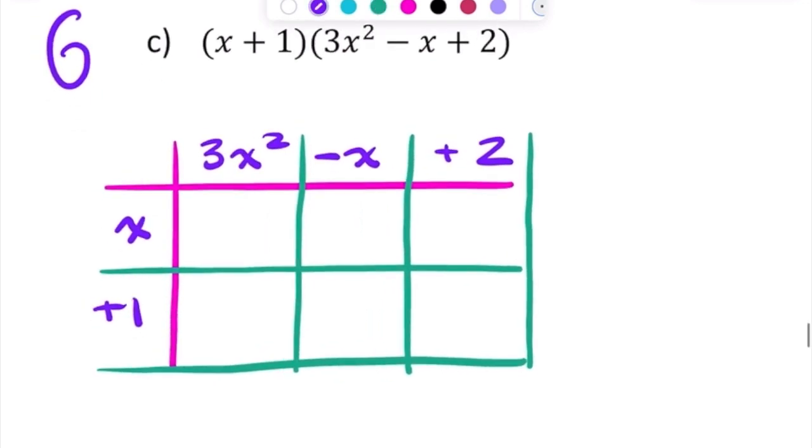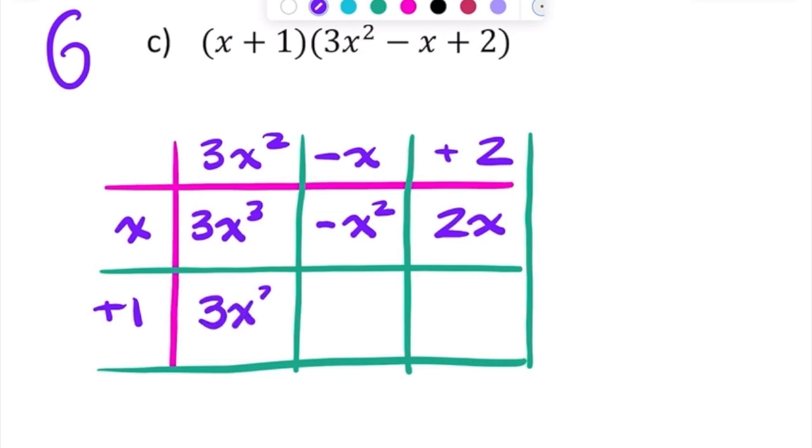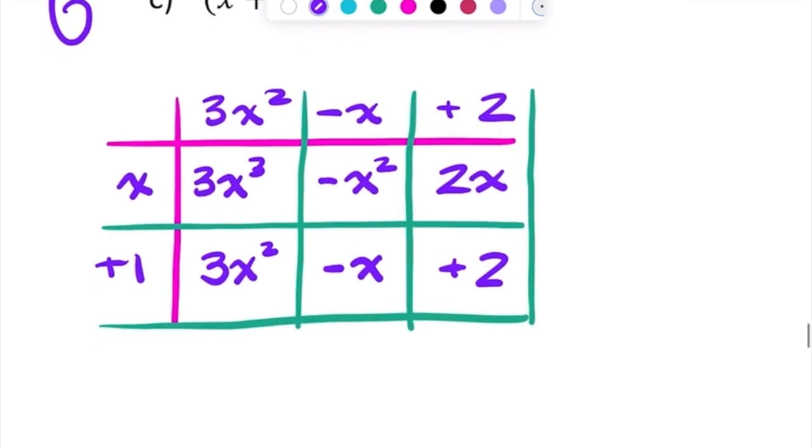Now moving from top left corner across the row to the next, I get x times 3x squared giving me 3x cubed. Now I have a positive x times a negative x. So that'll give me a negative, and x times x gives me x squared. X times 2 gives me 2x. Next row here, I have 1 times 3x squared. I know that multiplying anything by 1 will get me the exact same answer. So that whole row will stay the same as that top original row because 1 doesn't change anything.